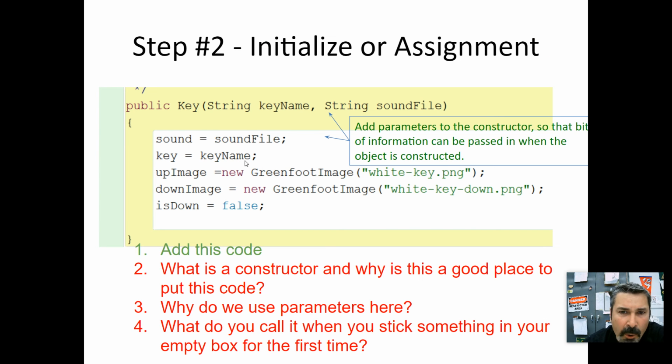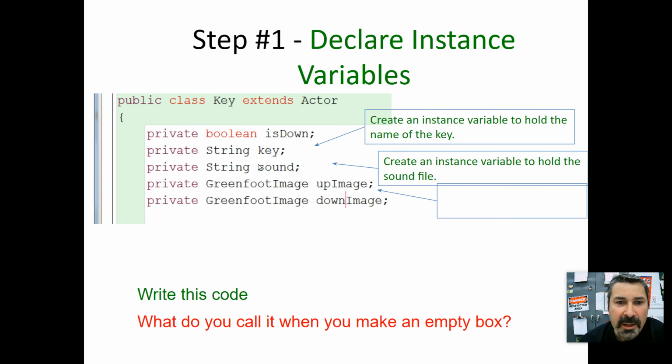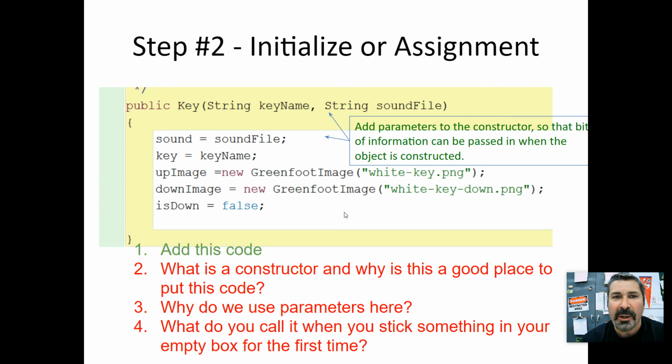Okay. All right. Now here's the next part. Hopefully you wrote this code. Now, the trick is we need to get a different key, a different sound, a different up image, and a different down image into every key. Well, we're going to do that using the constructor, because the constructor builds it. It's a special method that runs one time at the beginning to help build our key.